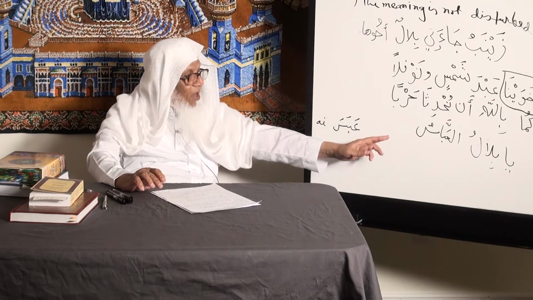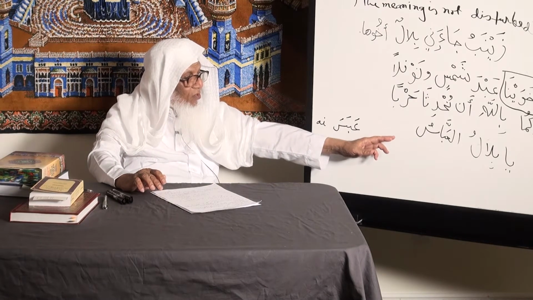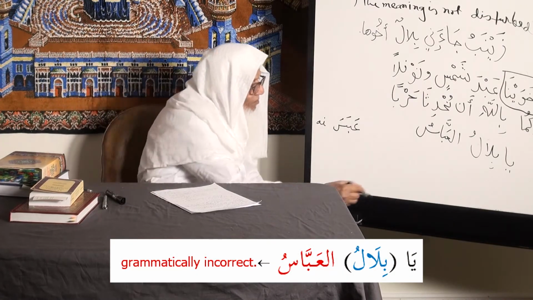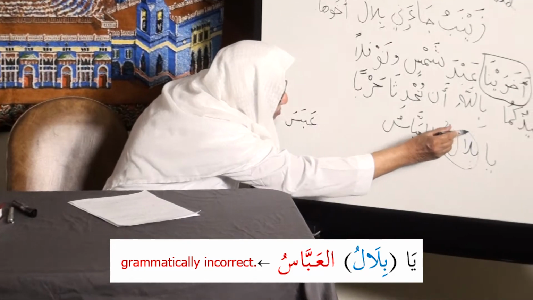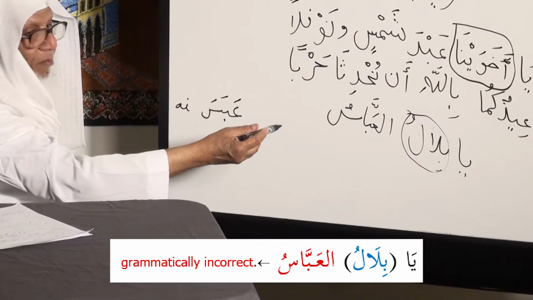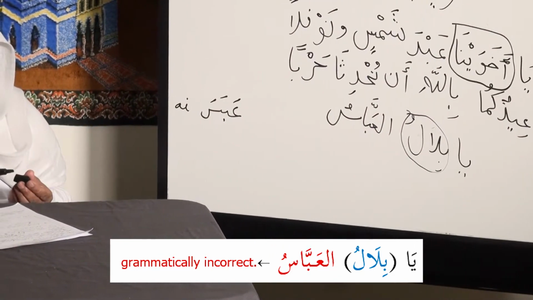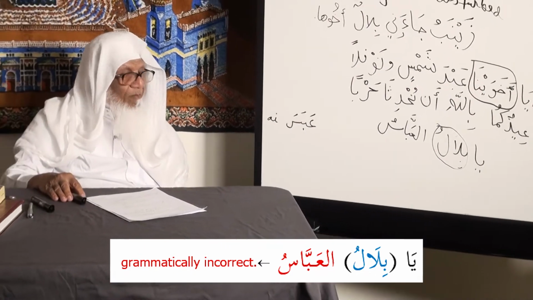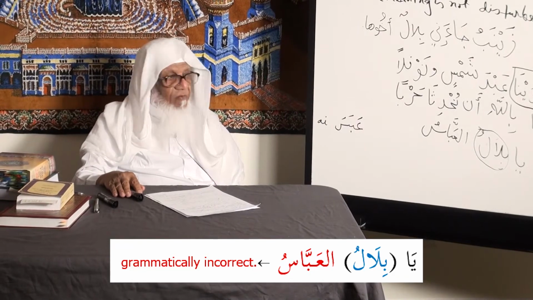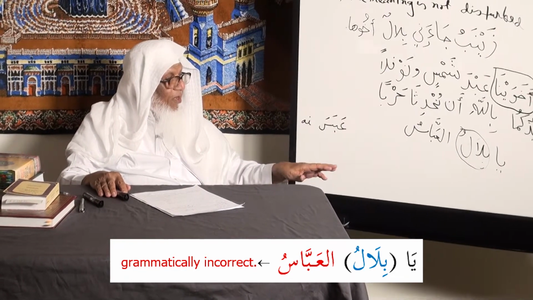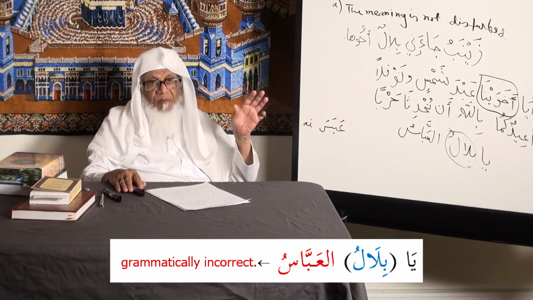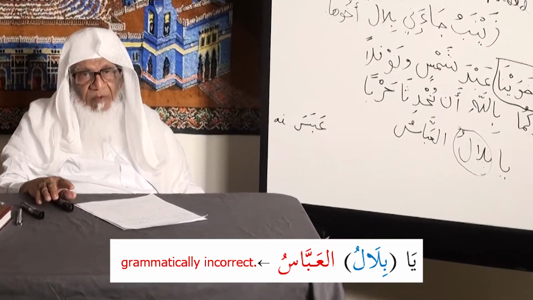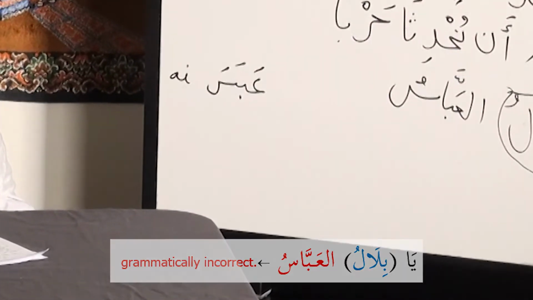So here, Ya Bilalu, Al-Abbasu, it's okay. But if you drop Bilal, Ya Bilalu al-Abbasu is not correct grammatically, because Abbas should be without Alif Lam, you say Ya Abbasu. When we drop Bilal, it became Yal Abbasu, which is grammatically incorrect. So this should be Atful Bayan, and cannot be Badal.